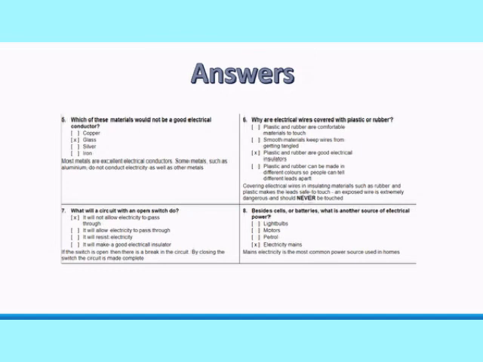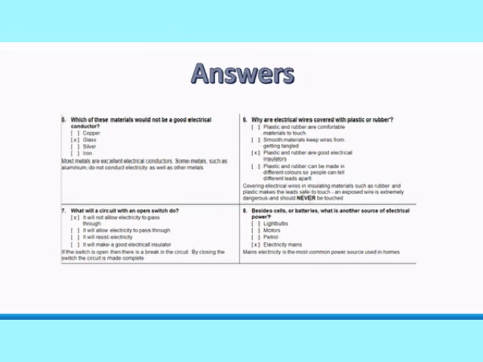Number 7. What will a circuit with an open switch do? Well, it will not allow electricity to pass through. That was the correct answer. If the switch is open, then there is a break in the circuit, but by closing the switch, the circuit is made complete.